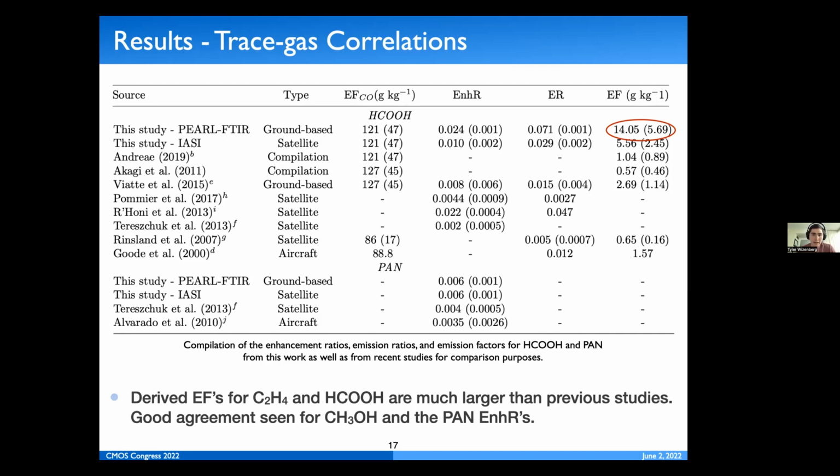In the case of PAN, we only really calculate the enhancement ratio since it's formed by secondary formation. So these emission factors that we're seeing really show the extreme magnitude of this event. And we believe that the differences that we're seeing between our ground-based instrument and IASI are largely attributed to the lower sensitivity of the IASI instrument over the Arctic.